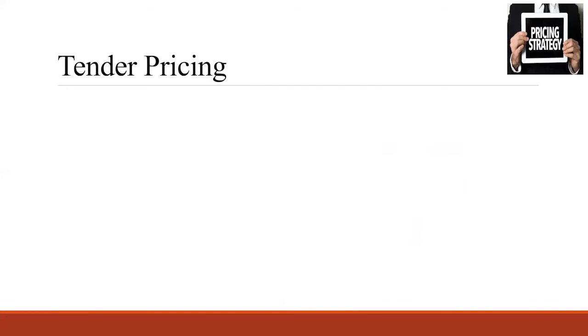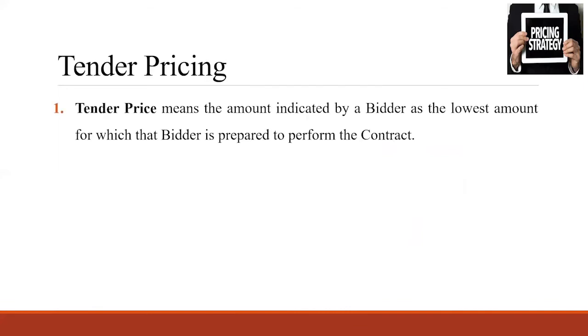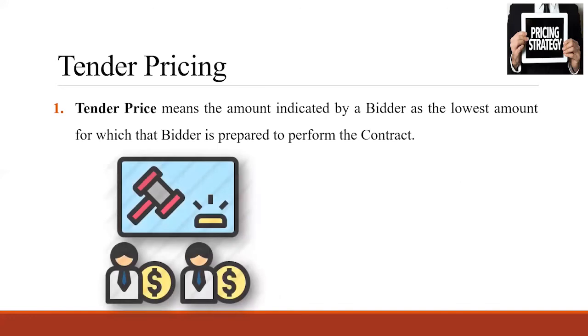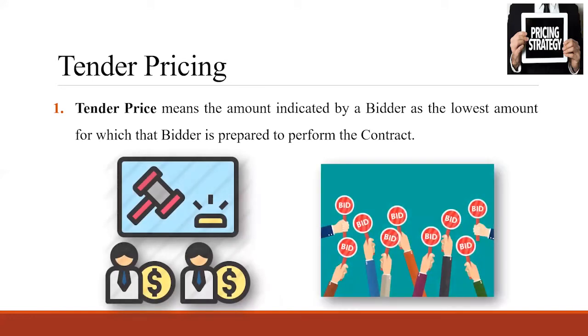Let's have a look at the next strategy, which is tender pricing. Tender price means the amount indicated by a bidder as the lowest amount for which that bidder is prepared to perform the contract. Bidder pricing is almost like an auction pricing.